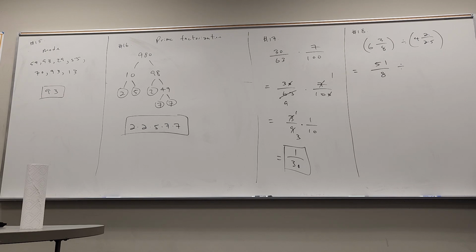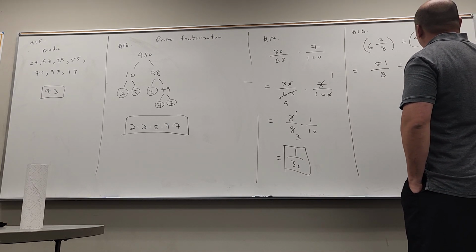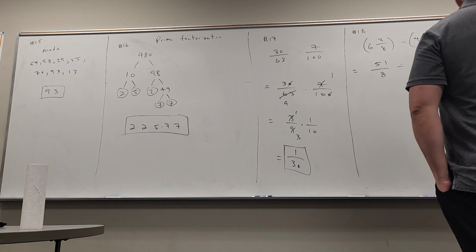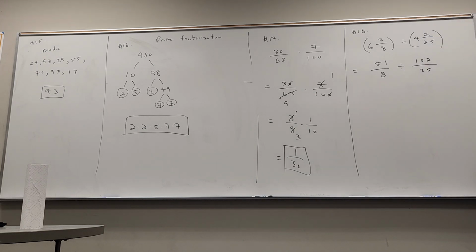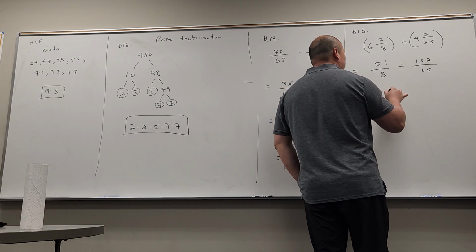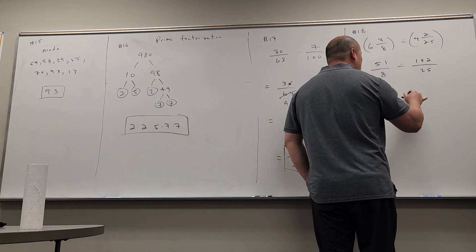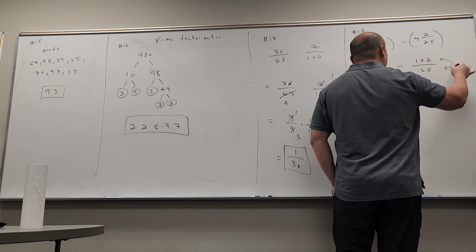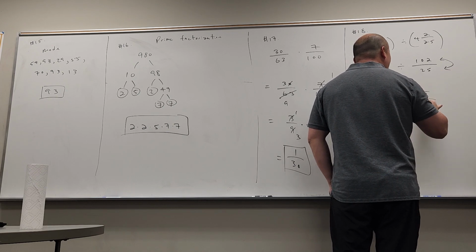Then 4 times 25 is 100, plus 2 is 102 over 25. And when you divide by a fraction, it's the KFC thing, right? Keep, change, flip. So keep the first guy, change that to multiplication, and always flip the second guy. So 25 over 102.